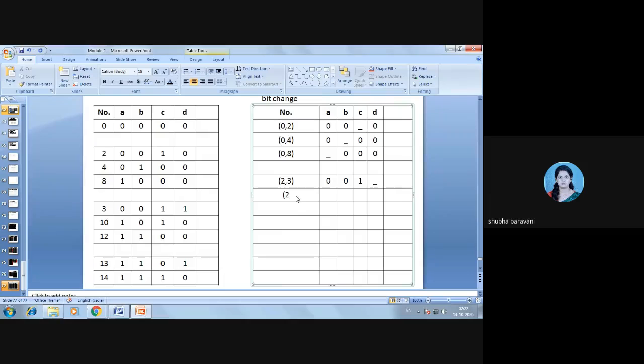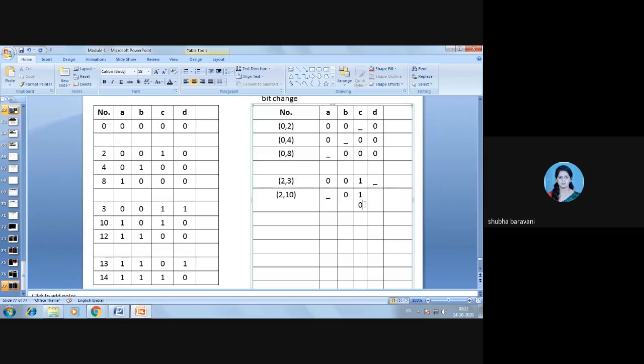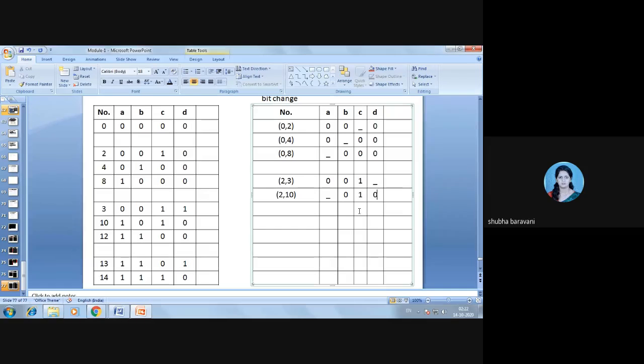Okay, 2, comma 3. Then I'll check for 2, comma 10. So 0 to 1, 0. So I have dash 0, 1, 0. Next I'll have 2, comma 12. 2, comma 12. 0 to 1, 0 to 1, 1 to 0. So 2, comma 12 is not possible.